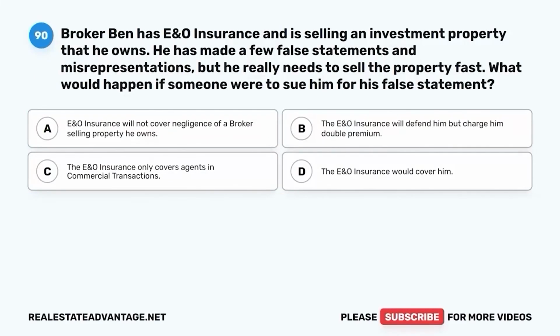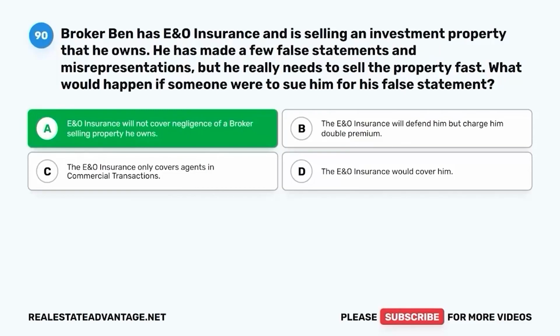Question 90. Broker Ben has E&O insurance and is selling an investment property that he owns. He has made a few false statements and misrepresentations, but he really needs to sell the property fast. What would happen if someone were to sue him for his false statement? A. E&O insurance will not cover negligence of a broker selling property he owns. B. The E&O insurance will defend him, but charge him double premium. C. The E&O insurance only covers agents in commercial transactions. D. The E&O insurance would cover him. The correct answer is A.